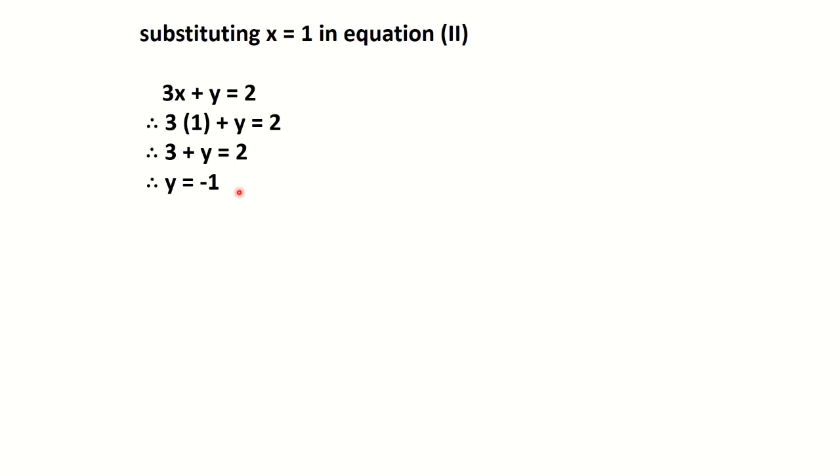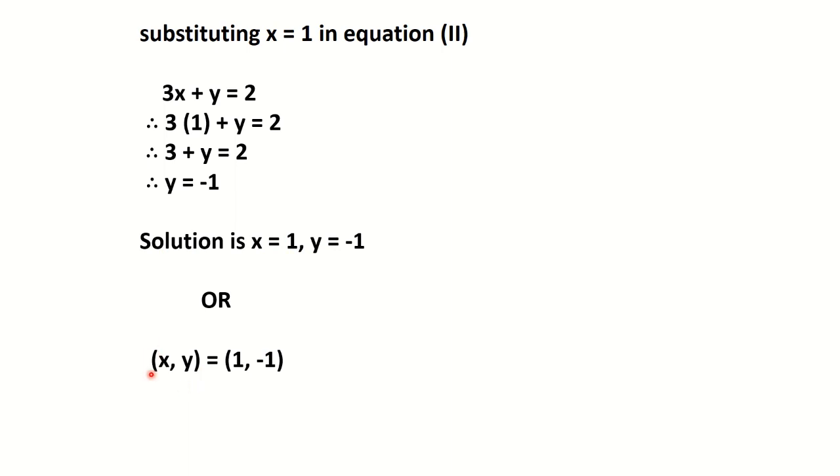Okay, so in this way we got values of x and y. And the final step is to write down the solution. The solution we can write in two ways, as I have told in 9th standard also. Either you can write the solution as x is equal to 1 and y is equal to minus 1, or the second way, you can write it as an ordered pair.